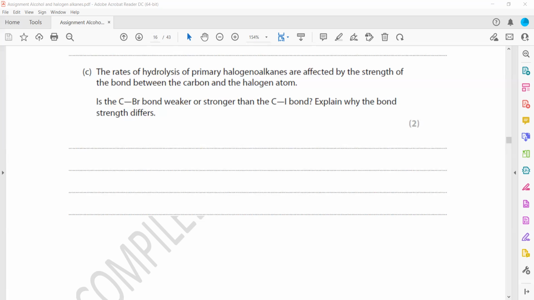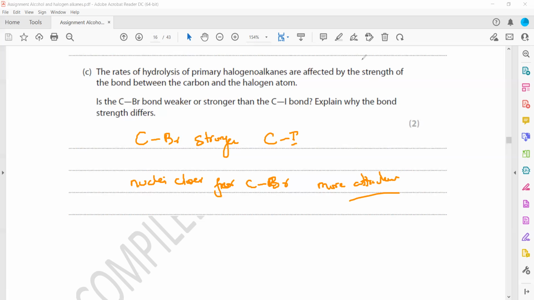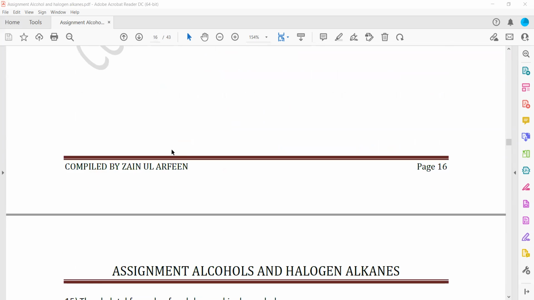So for the answer here, first we mention that the carbon-bromine bond will be stronger than the carbon-iodine bond. And what is the reason for that? Because bromine is smaller in size, so the nuclei will be closer for C-Br. As a result, they will have a stronger attraction, resulting in a strong bond. But iodine, as I mentioned, is larger in size, so the bond will be weaker.